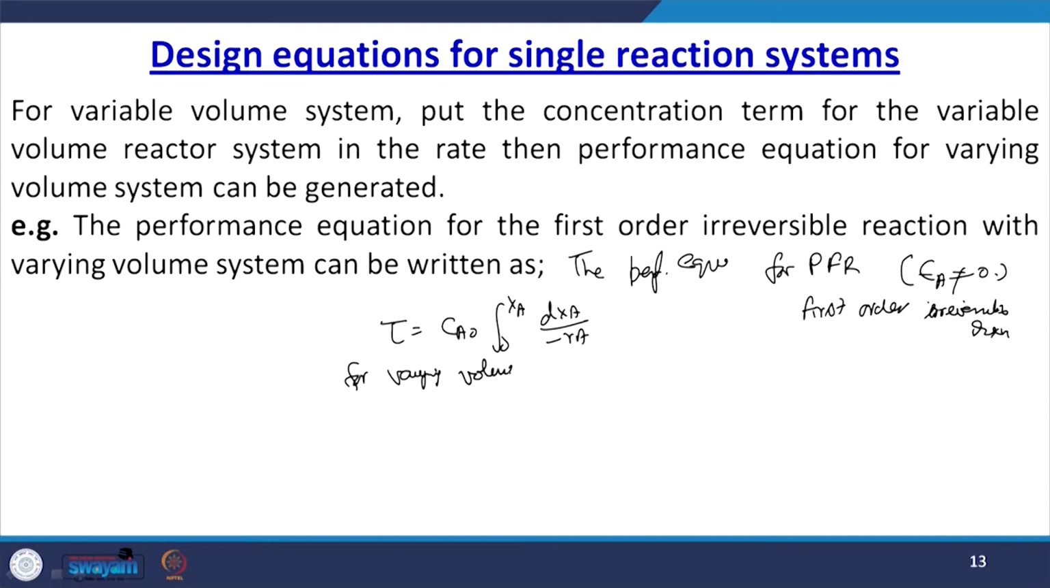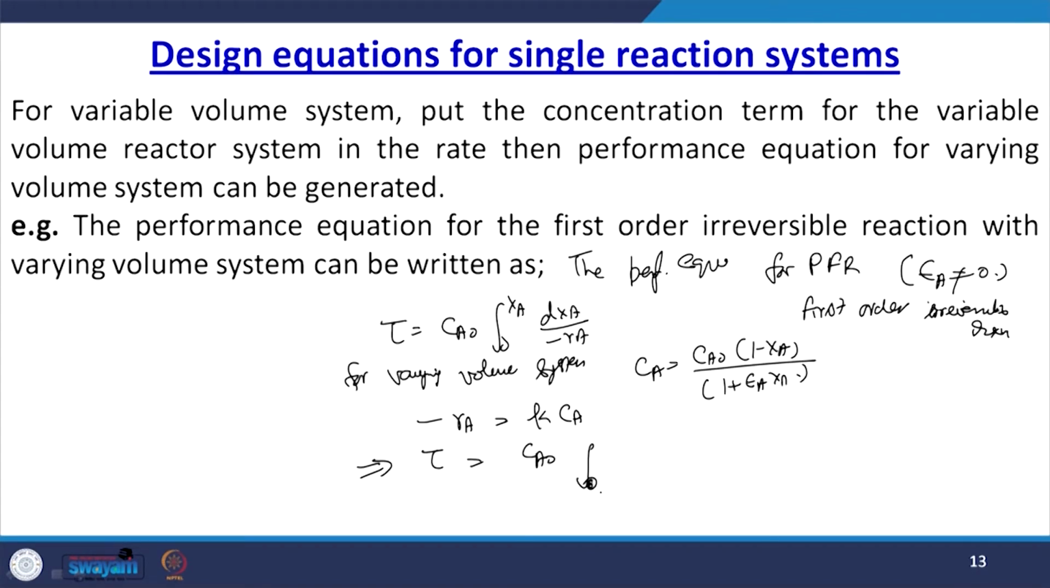Now for the varying volume system, C A is equal to C A naught (1 minus xa) upon (1 plus epsilon A xa). Now according to the rate law, we can write minus Ra is equal to K Ca, or tau is equal to Ca naught integration, because initially the moles of A was 0, then Xa, then dXa (1 plus epsilon A Xa) upon K Ca naught (1 minus xa).